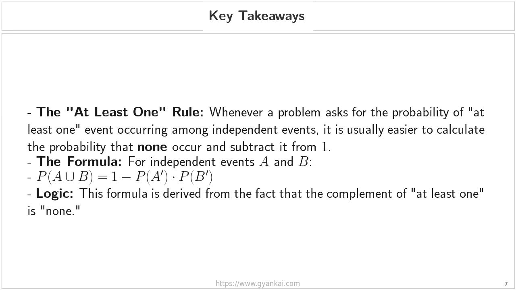Finally, let's reflect on the underlying logic. This formula isn't just a random shortcut. It is mathematically derived from the fundamental principle that the complement of at least one is none. By finding the probability of total failure and removing it from the total probability of one, you are left precisely with the probability of at least one success. Keep these points in mind, and you'll find that even complex probability problems become much more manageable.